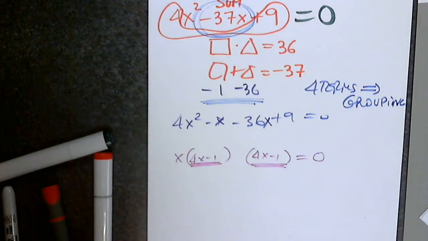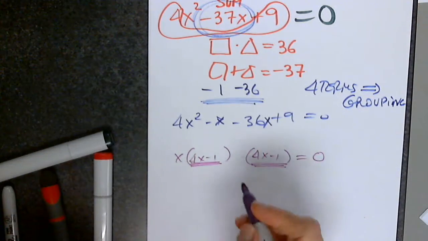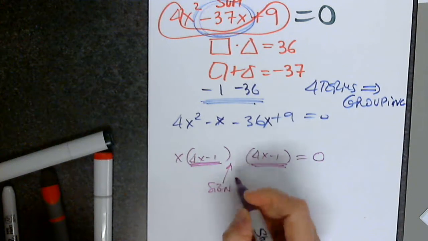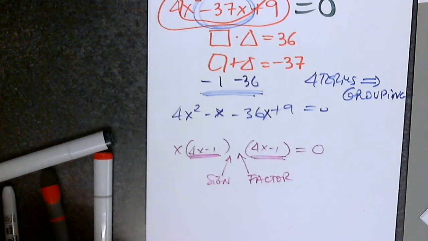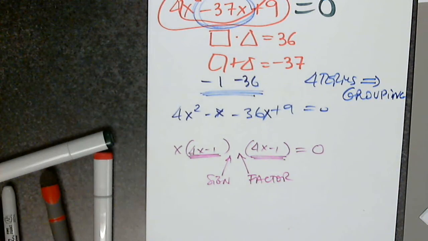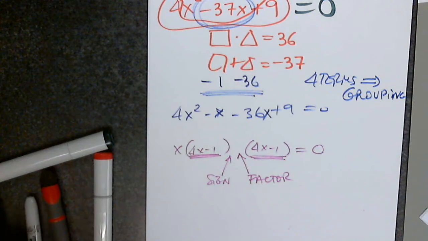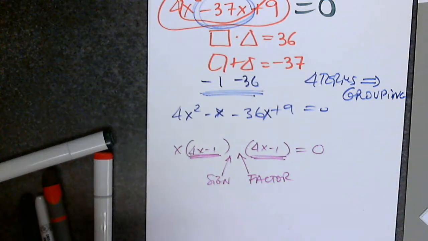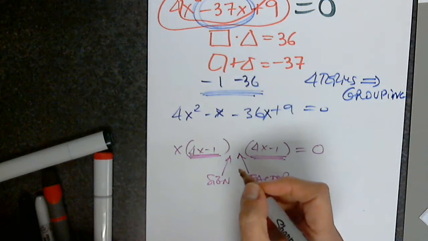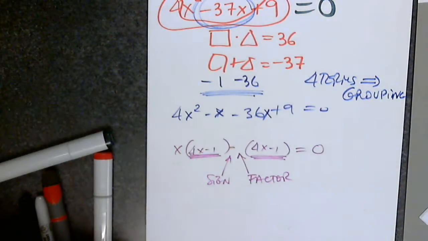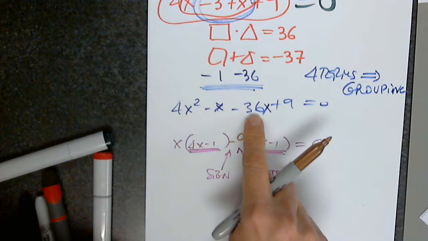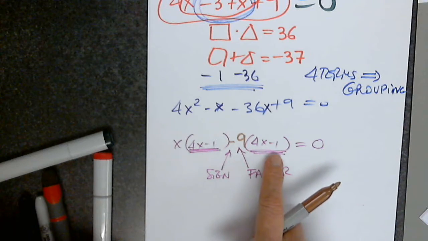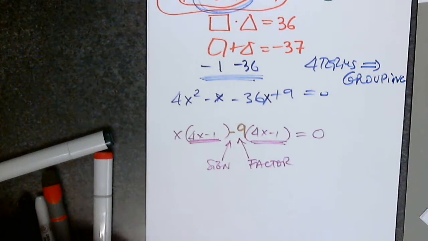And now I'm ready to look. I need a sign and I need a factor. Without a sign and a factor, I mess it up. What is the sign? Negative. What is the factor? Indeed. Negative 9 times 4x is negative 36x, and negative 9 times negative 1 is positive 9.